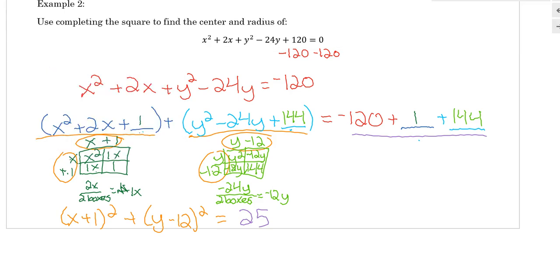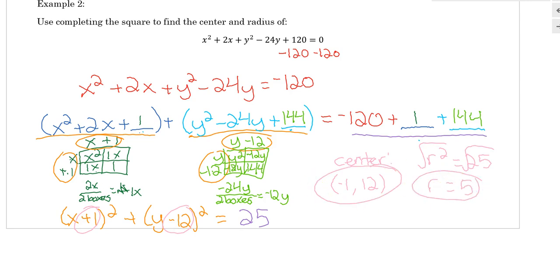Okay, I know for you guys this is in the page. I'm going to write my center and radius over here. So my center is what's with x and what's with y, change the signs. So negative 1 and then positive 12 when I change those signs. And then again, r squared equals 25. Square root, r equals 5. Center, radius. That is it. Go ahead, work on C3.